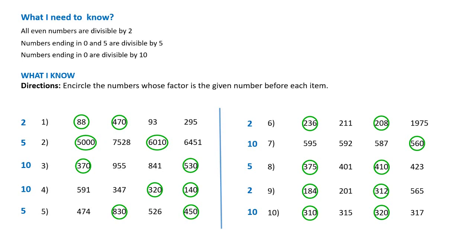So tandaan lagi, all even numbers are divisible by 2. Numbers ending in 0 and 5 are divisible by 5. Numbers ending in 0 are divisible by 10.